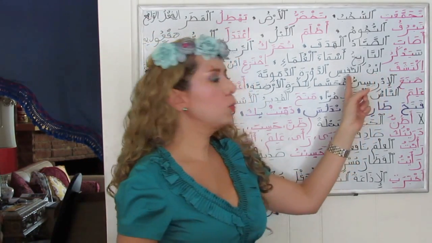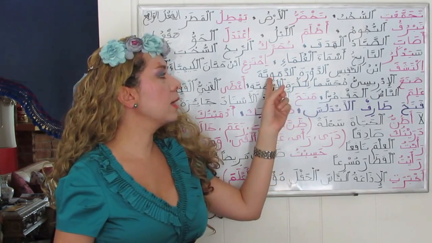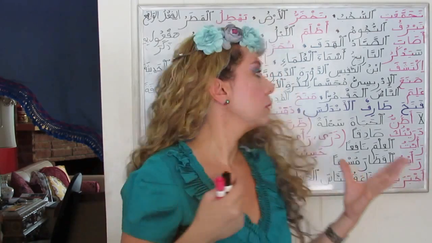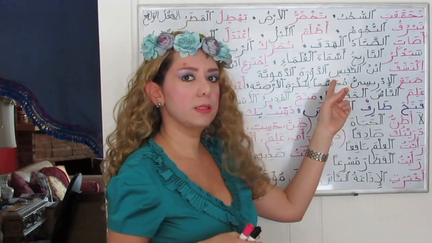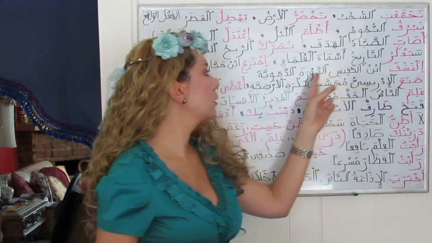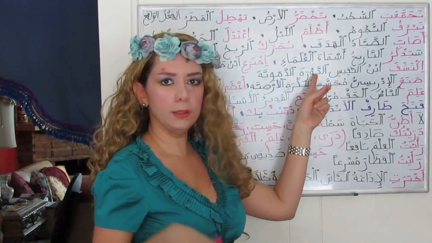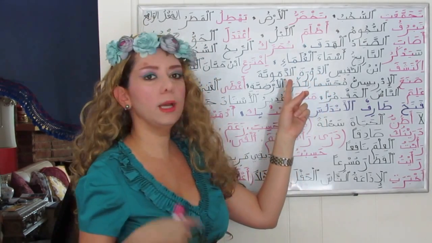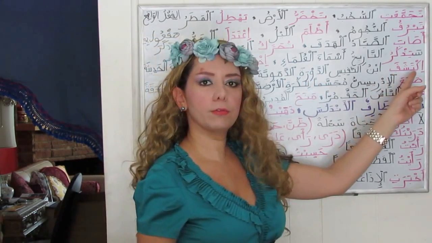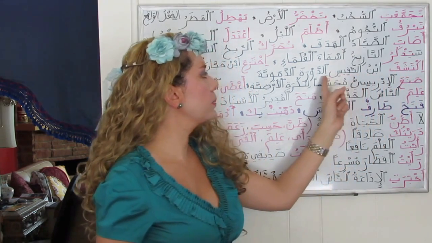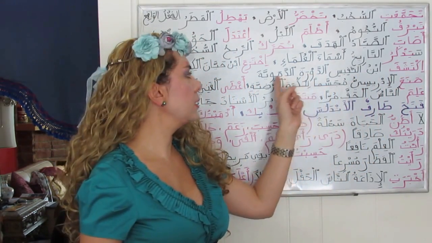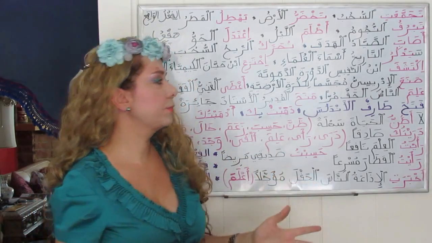اكتشف ابن النفيس الدورة الدموية. اكتشف, form 8 again, is to discover. So, ابن النفيس discovered the blood circulation. الدورة, circulation, الدموية, blood. Again, we have verb plus subject plus object and its modifying adjective.